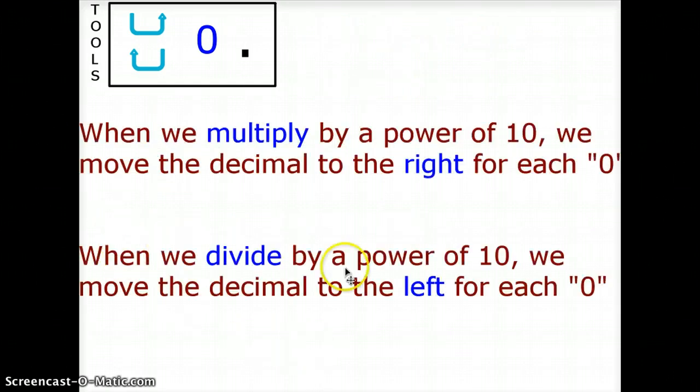So here we go for our second rule. This is the one we've already done. We've already done multiplication. For division, when we divide by a power of 10, we move the decimal to the left for each 0. So division means move to the left. We're making the number smaller.